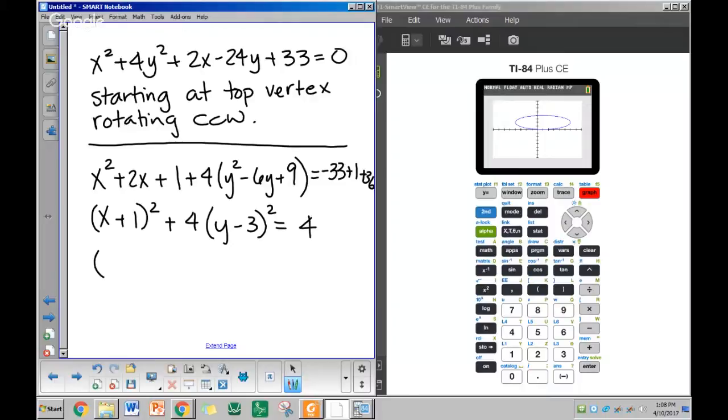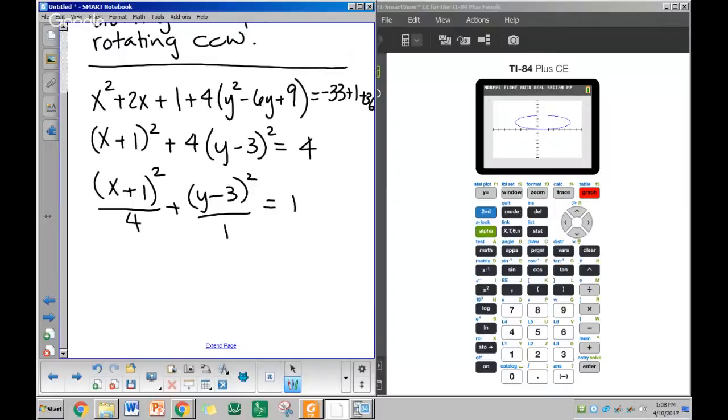Yep, so we get x plus 1 quantity squared over 4 plus y minus 3 quantity squared equals 1. Now I'm going to put over 1 here because it'll help me with coming up with the equations. So x equals, y equals. Do we know what the stretch factors are already? We know this is going to be 2 and this is going to be 1. But I want to start at the top vertex. And I'm just going to draw a random ellipse at the right. And we want to rotate counterclockwise, which means this way, right?